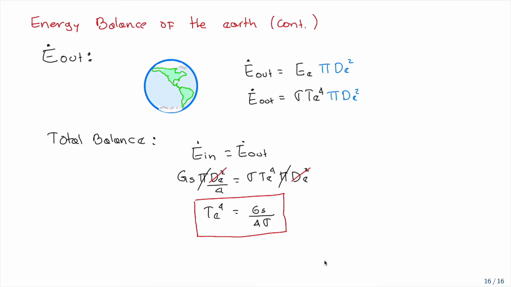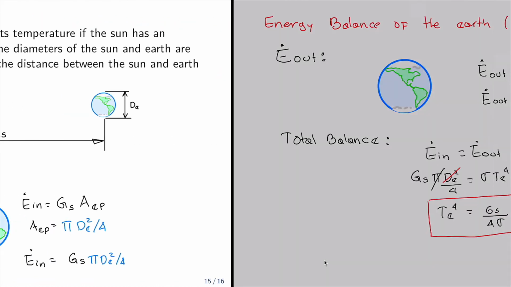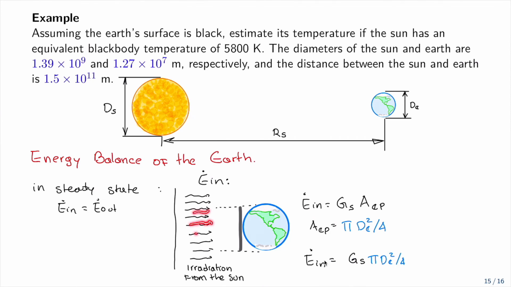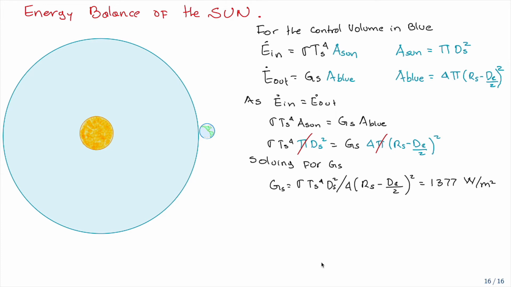We need now to compute the irradiation from the Sun. To compute the radiation from the Sun that is reaching the Earth, we need to make a balance of the energy from the Sun. In order to achieve that, we are going to select a control volume that consists of the space between the Sun and the Earth. We have two surfaces: the internal surface that corresponds to the surface of the Sun, and the external surface that corresponds to an imaginary sphere centered at the Sun and touching the Earth.